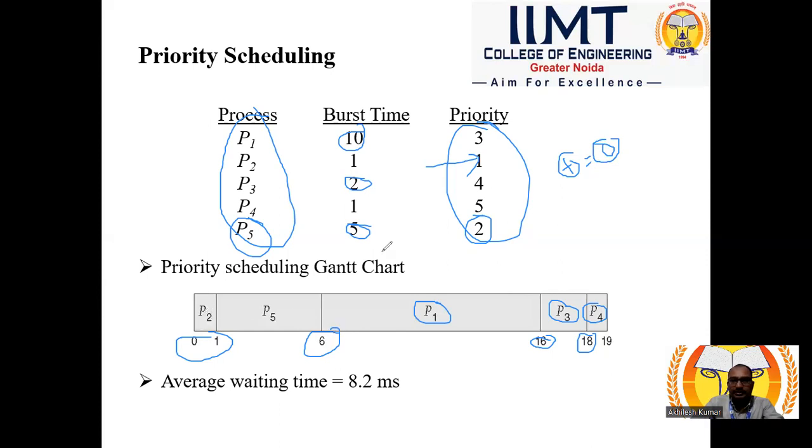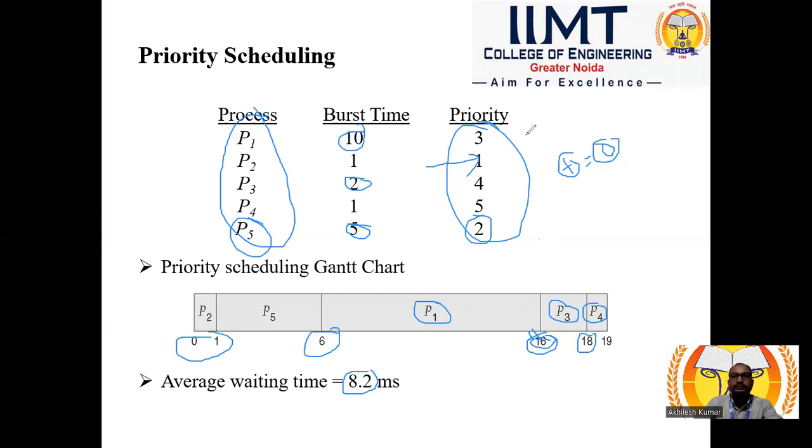Now process P2 has a waiting time of 0 milliseconds, because it arrived at time t equal to 0 in the ready queue, and its execution also starts at time t equal to 0 milliseconds. Now process P3 arrived at time t equal to 0, and its waiting time is 16 milliseconds, and process P4 has a waiting time of 18 milliseconds. Now we find the average waiting time. We add the waiting times of processes P1, P2, P3, and P4, and we find 8.2 milliseconds as the average waiting time.